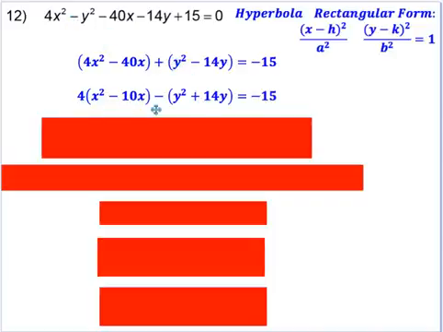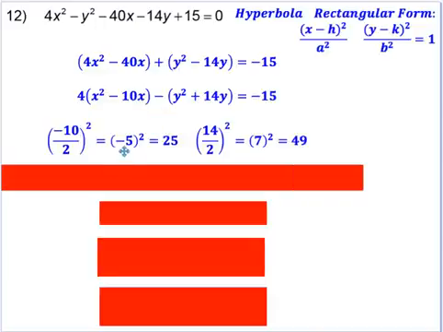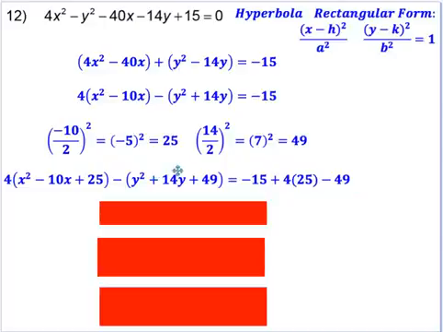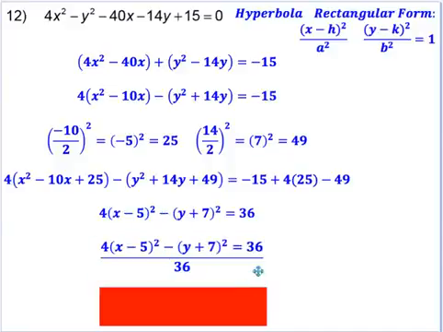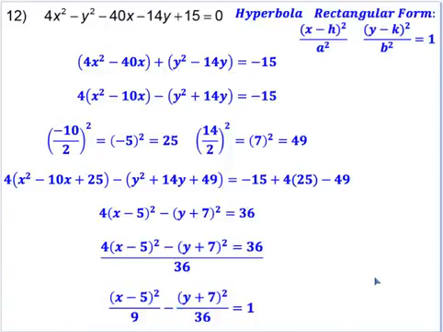Factor out your coefficients and then take your middle terms, divide them by 2 and square them. Add those to both sides of the equation. Notice we have a 4 times 25 here and a -1 times 49 there. Factor your squares, or get the perfect square. Then you need to divide everything by 36 because I want to have a 1 here. And then so your final answer for number 12 is that.